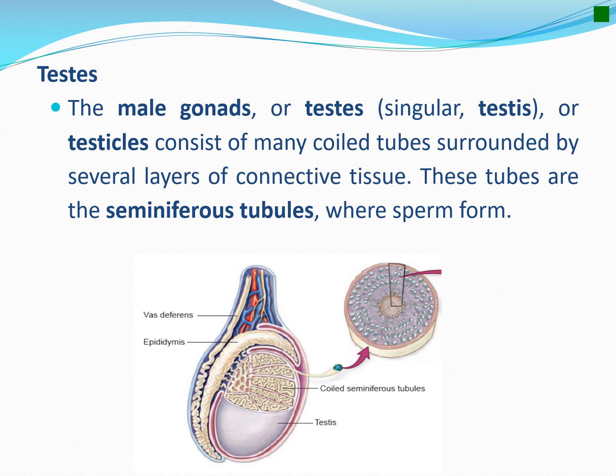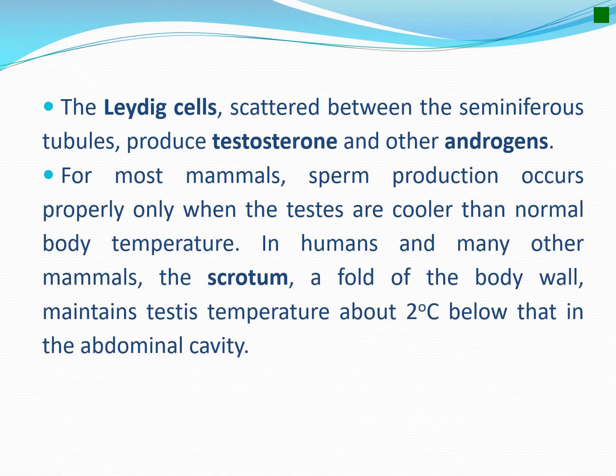spermatozoa. That's the process of spermatogenesis. They are also used as endocrine glands. They are used for the production of male hormones such as testosterone and other androgens. The Leydig cells scattered between the seminiferous tubules produce testosterone and other androgens.